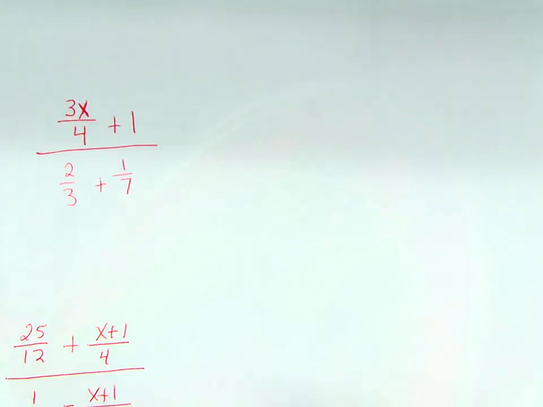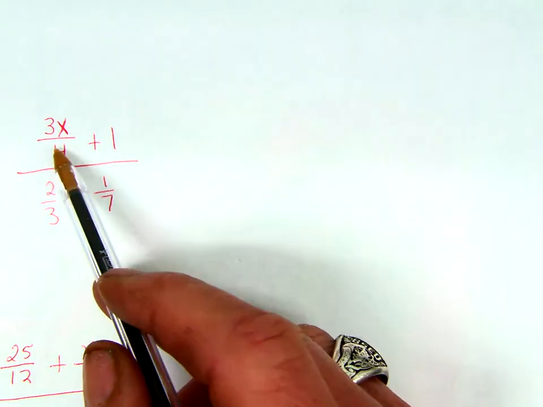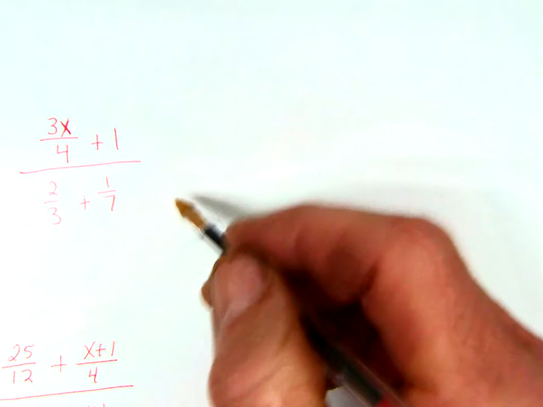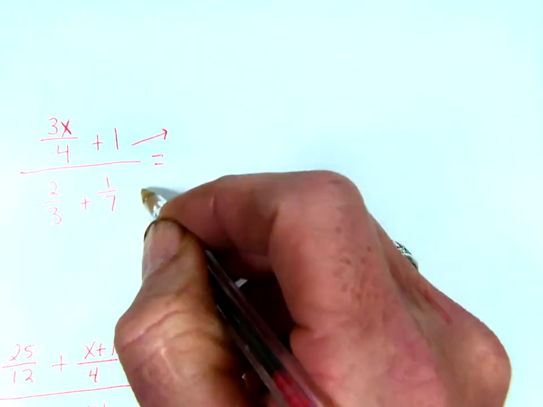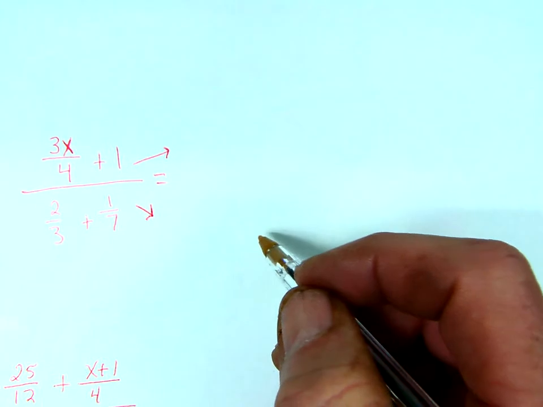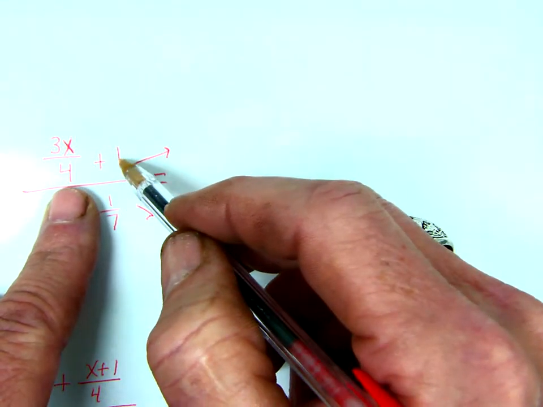Now what if we have x in the mix then? Then we have a fraction being added to a whole number. Well, nothing really changes here. We're still going to split it up. Top, bottom, work them as separate problems. So I have 3x over 4 plus 1.